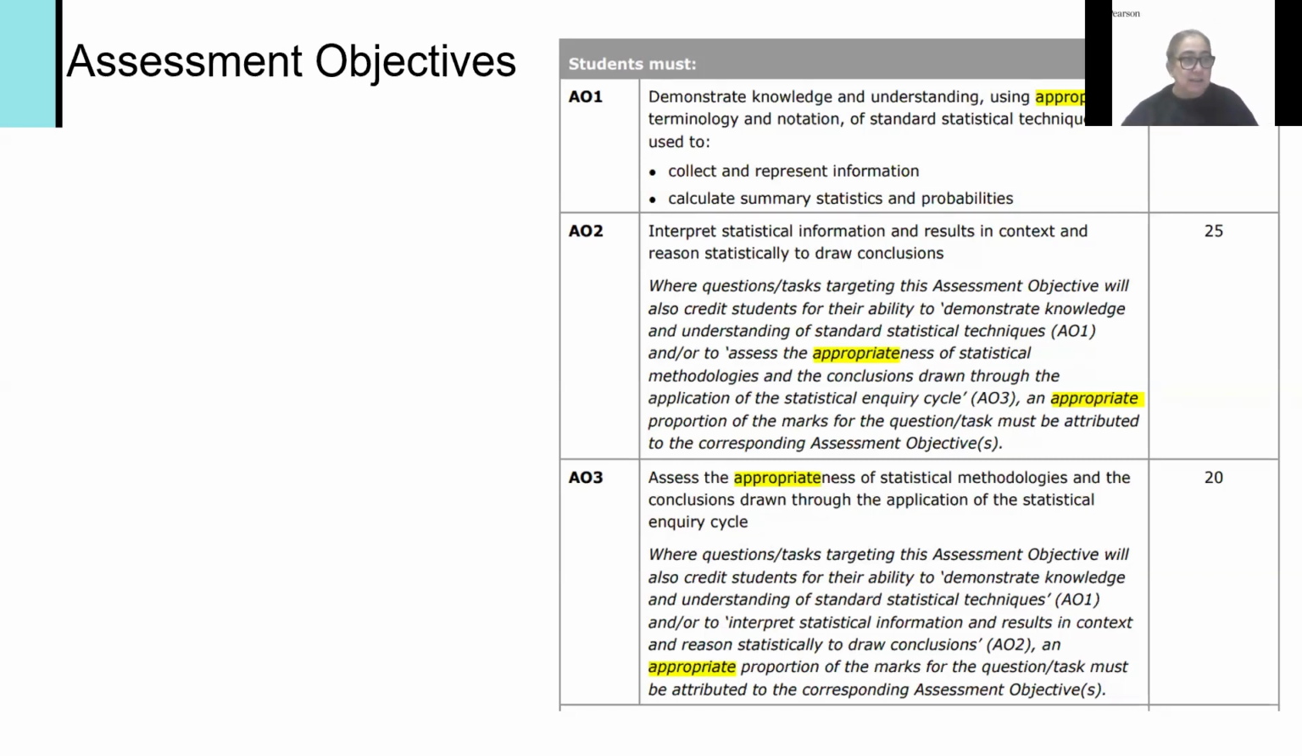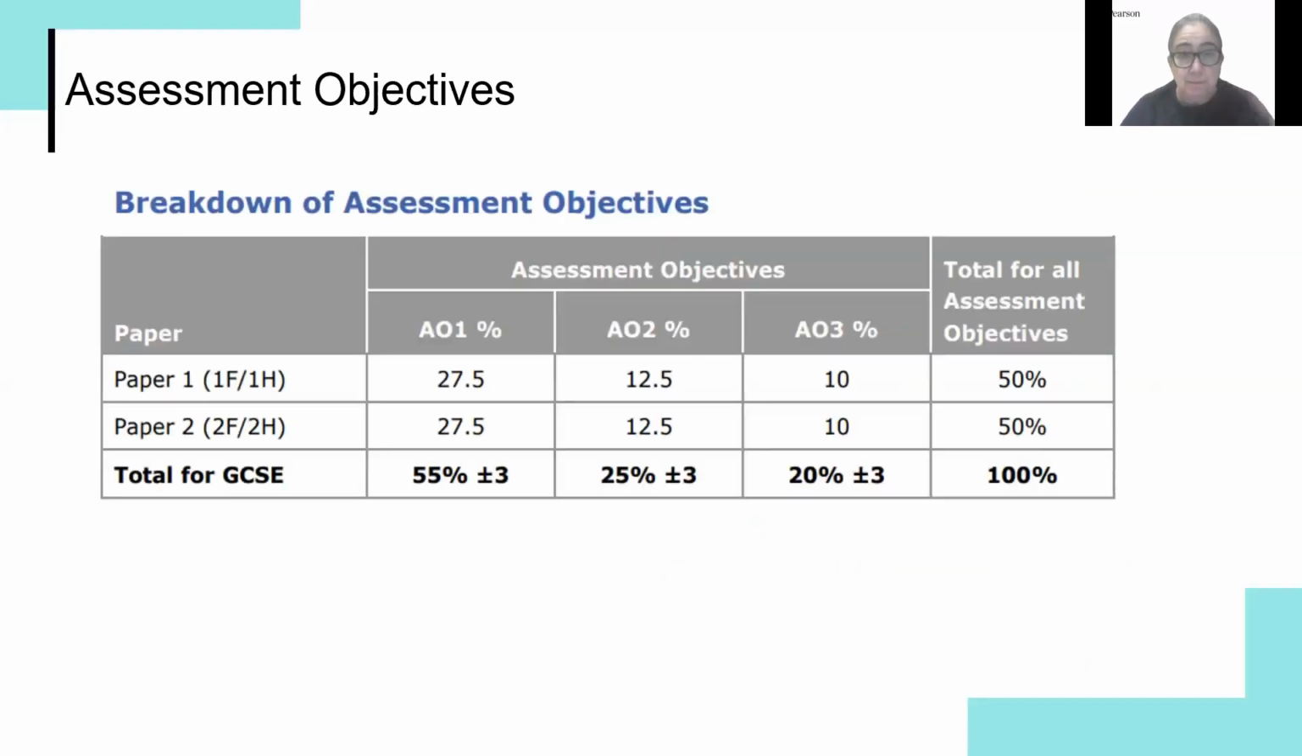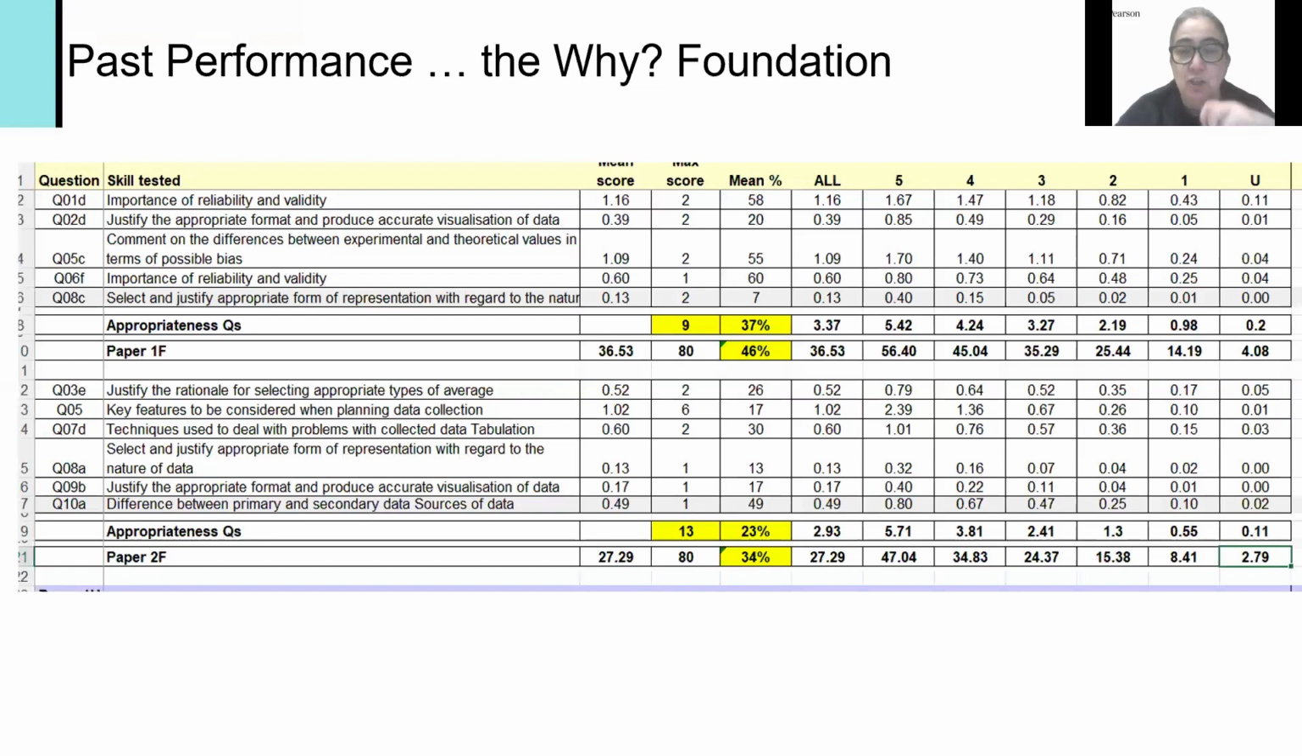But what is interesting is that whilst we can look at different assessment objectives for the GCSE, I wanted to be a bit more explicit, because when we had this session in mind, we wanted it to be about assessing appropriateness, not choosing appropriate methods. So we were being very narrow in our selection. And so I went through last summer's papers, and you can just see where the assessment is.